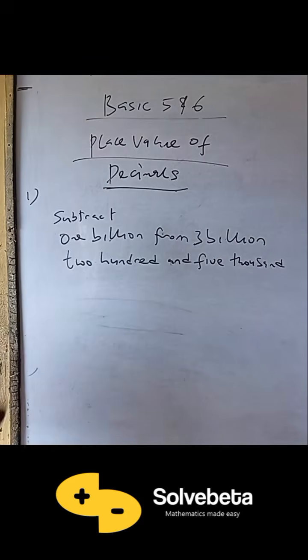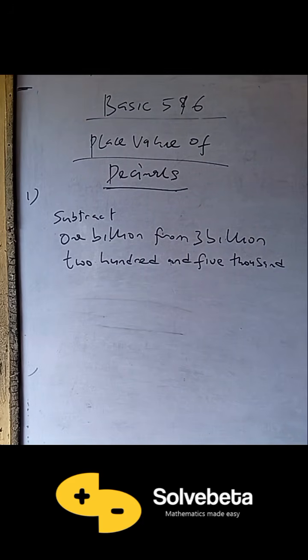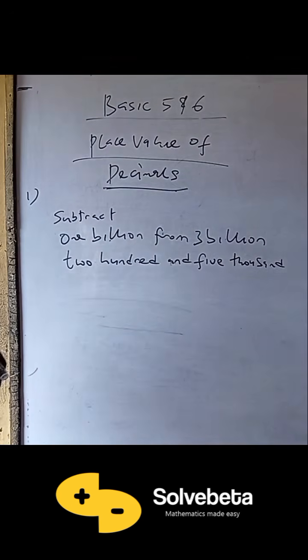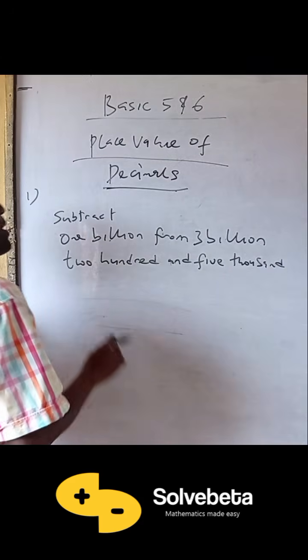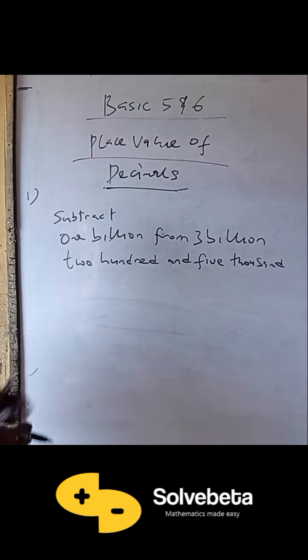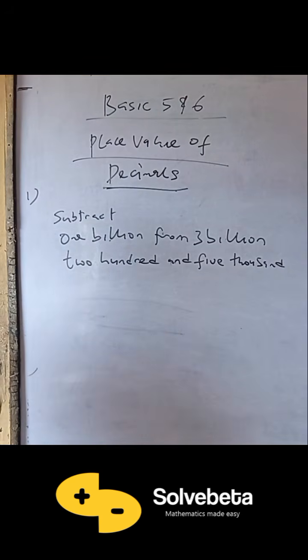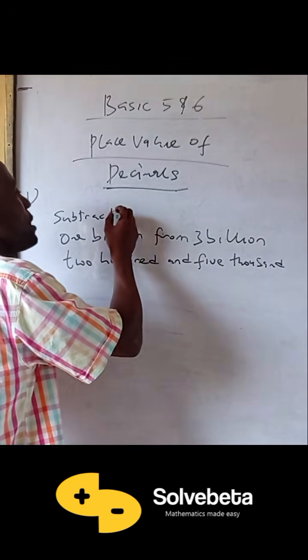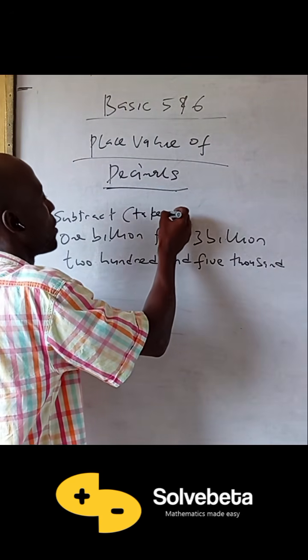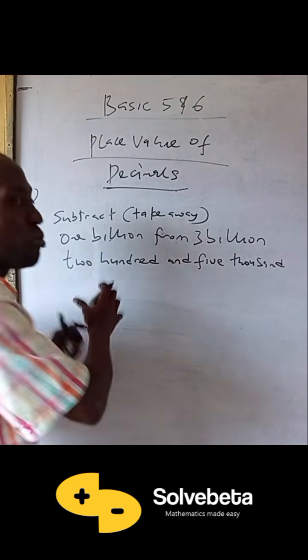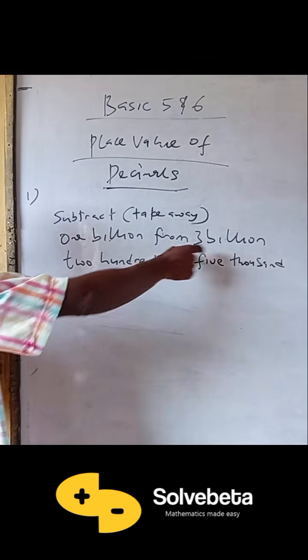To do this first, you must know how to write the numbers in numerals. So we want to subtract 1 billion from 3 billion 205,000. So we are subtracting this from this. When you are subtracting this from this, you know that it is the second one minus the first one. If I'm taking away, I can use the word take away. What does it mean to take away? To take away means that you remove 1 billion from 3 billion.